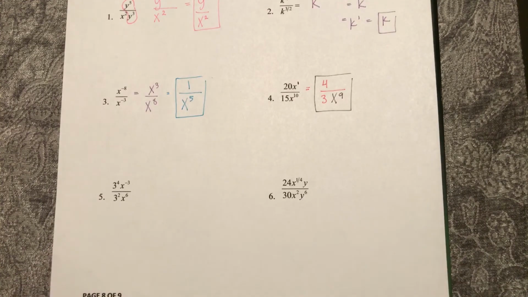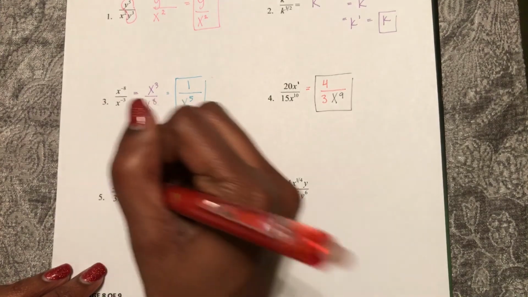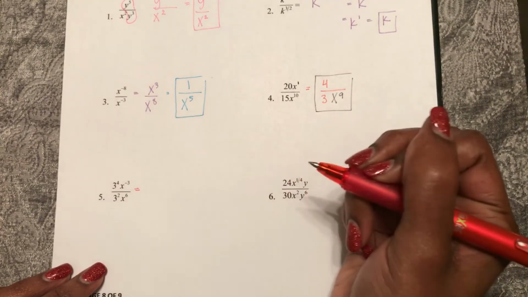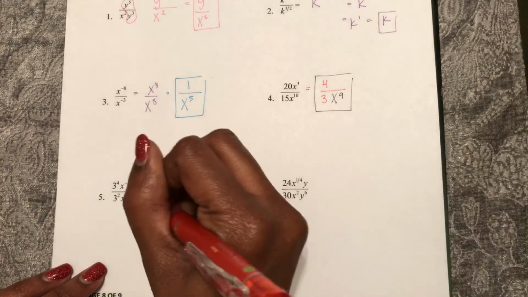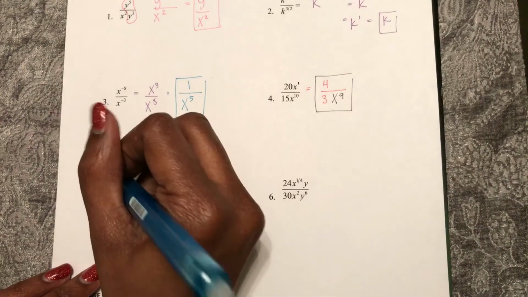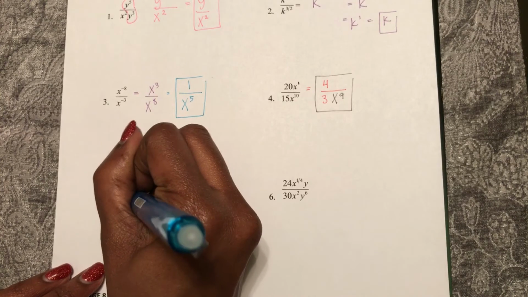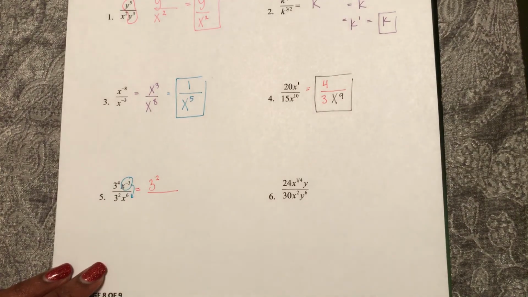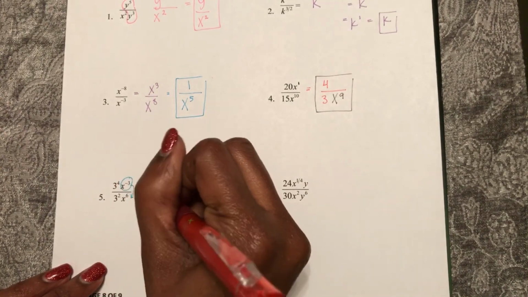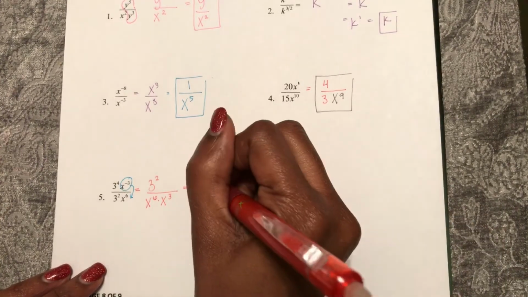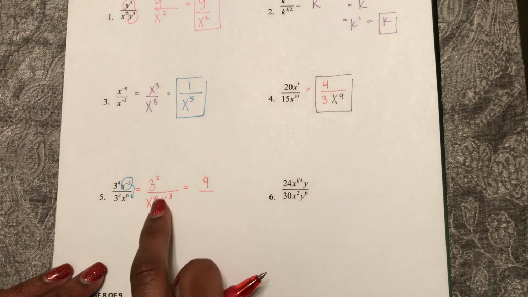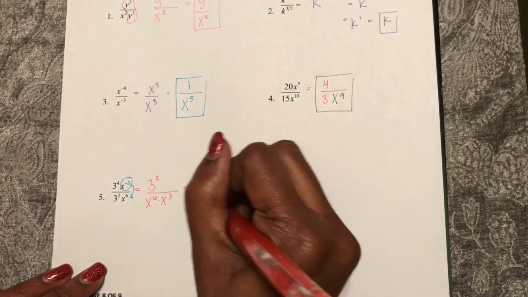Number 5. 3 to the 4th over 3 squared. So those are the same base. So I will subtract those. That makes 3 squared in my numerator. Now here, I don't like this negative exponent. I will move it down. So now I have x to the 6th times x to the 3rd. 3 squared is 9. And when I add these exponents, I get x to the 9th.